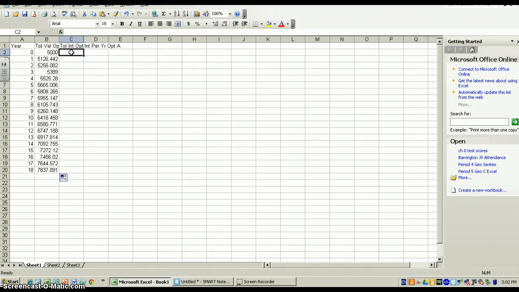So now we need to calculate the interest. Now think about interest, that's how much you're making. So if we start with 5,000, in the first year, we don't have any interest. Okay, but now after the first year, we might have some interest.